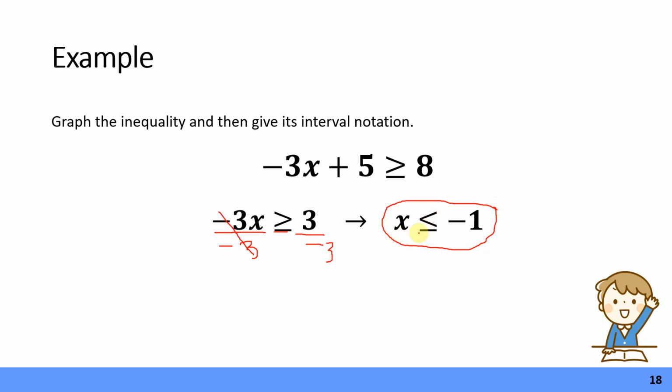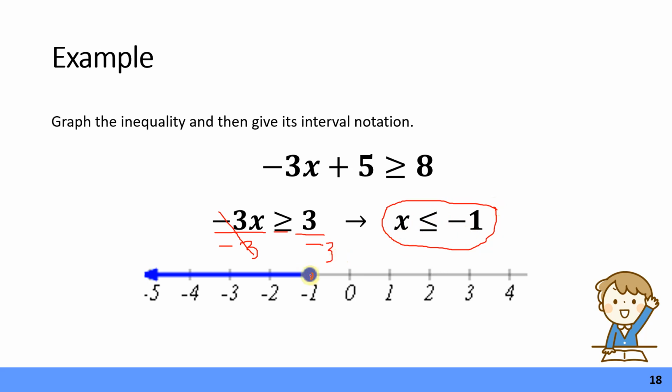The x is by itself. This is my final answer. X is less than or equal to negative 1. I used a closed circle because it has an equal to. It's less than, so I shade to this side.